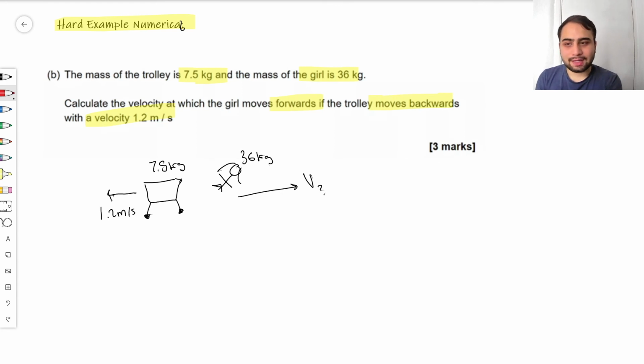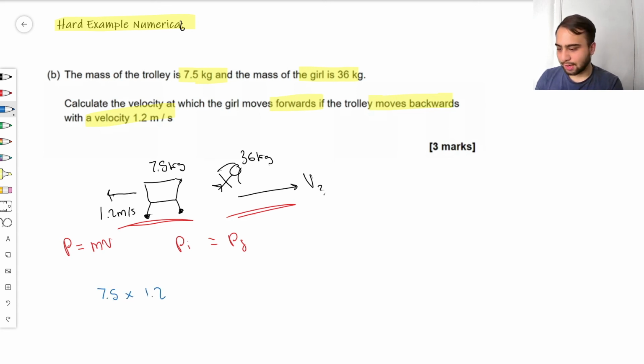Now, we know that the equation for momentum is P equals mv, and we also know that P initial, the momentum before the collision, is equal to the momentum after the collision. This is a very important fact, because if we work out the momentum of our trolley, we can use that to work out the momentum of our girl. So let's first work out the momentum of the trolley. That's just 7.5 multiplied by 1.2, and that gives us 9 kilogram meters per second in the negative direction, because remember, it's going left.